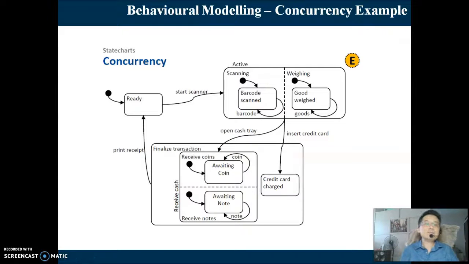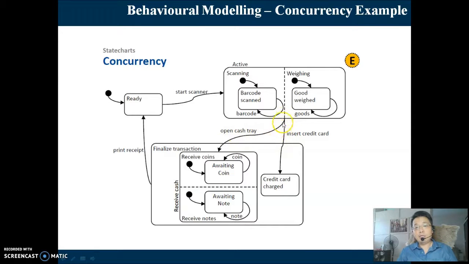Let's look at one example of a system that scans the barcode, and then it's going to print the receipt. So the system is ready, in the ready state. This is the default state. When we start the scanner, these two actions will be executed concurrently, scanning the barcode and weighing the goods for the weight. And after that, there will be two possible routes, two conditions.